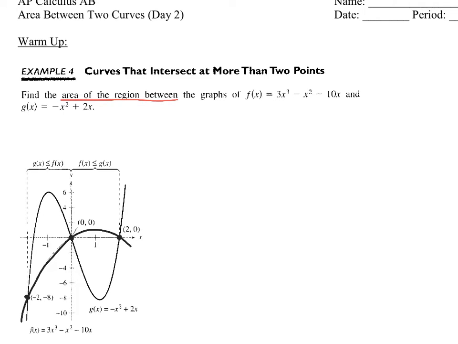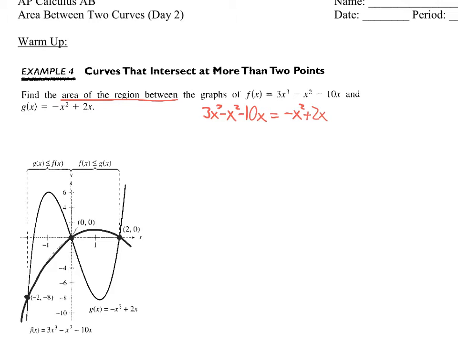Okay, so if I were doing this one and I didn't see the graph here yet, what's the first thing that I would need to do? Find the intersection. Yeah, I would have to find those intersection points. So I would set f of x equal to g of x. Alright, so I'd have 3x cubed minus x squared minus 10x equal to a negative x squared plus 2x. Alright, I would need to do this first.